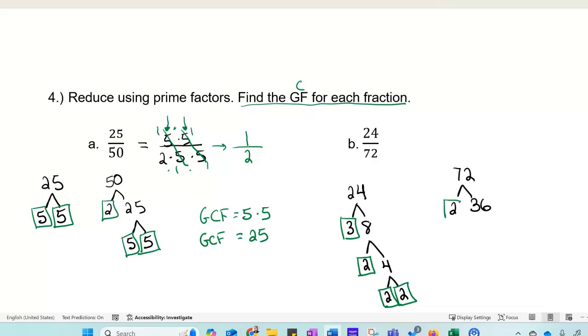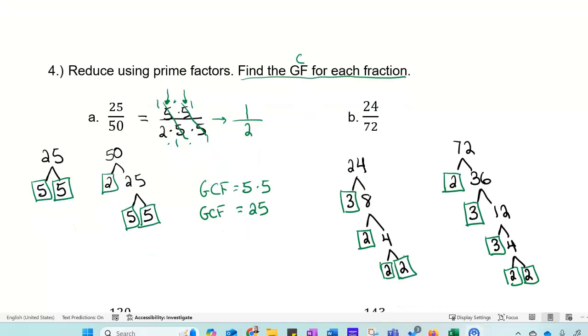2 is prime. 36 is not prime. So I'm going to do, let's see, how about 3 and 12? Well, 3 is prime, so I can't take that one any further, but 12 is not. So I have, let's do, how about 3 and 4? 3 is prime, and then 4 is not, so that goes down to 2 and 2. You can do your quick check, remultiply everything, and make sure that we get back to 72.